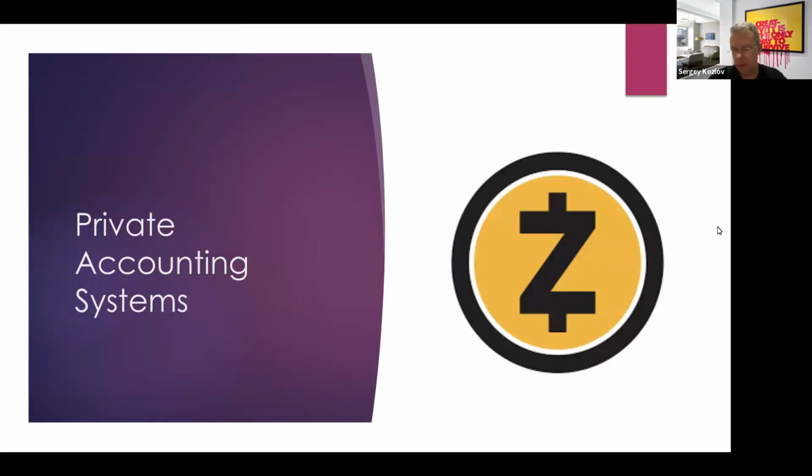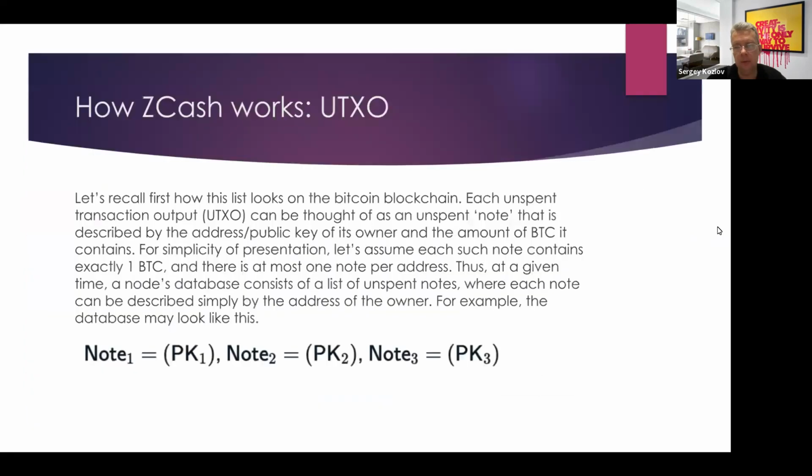And the last topic for today is so-called private accounting systems or private blockchains, and we will talk about the example of ZCash. ZCash is one of the first ZK-based private blockchains, and if I'm not mistaken, it was launched maybe in 2016 or 2017. So it's quite a few years ago, and let's try to understand together how it works and where we need ZK technology for the system to work.